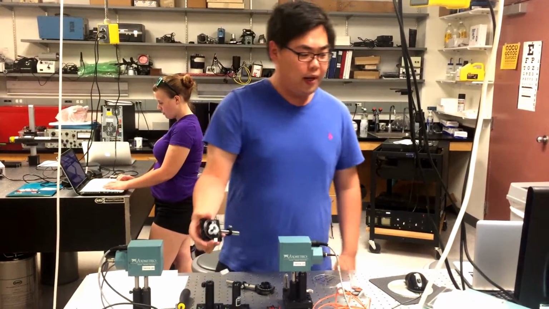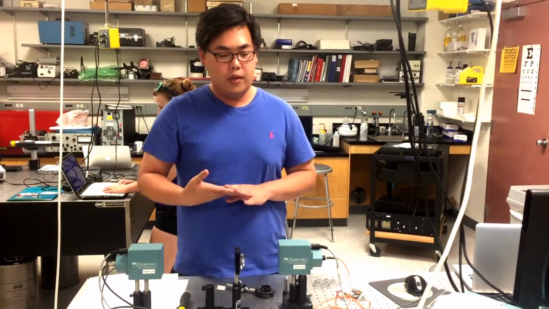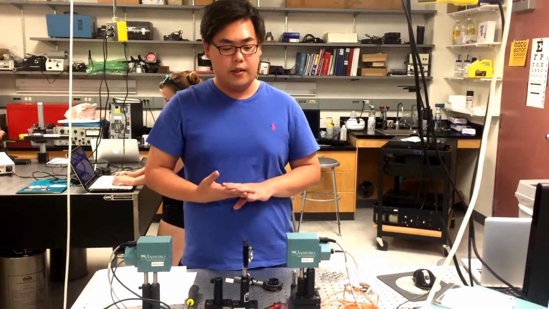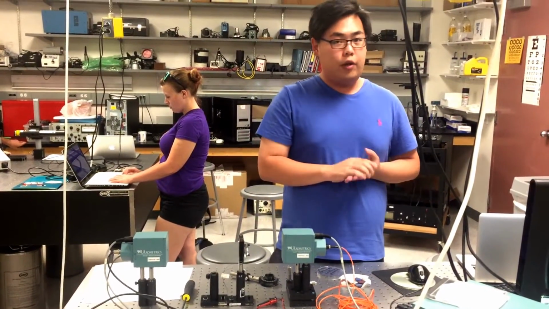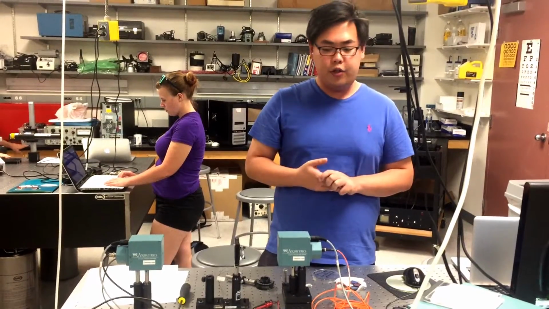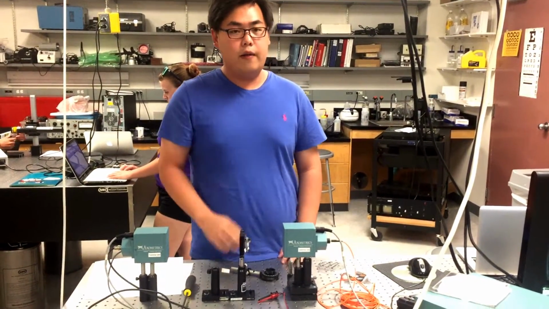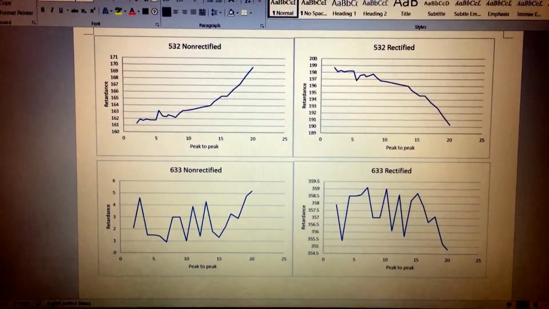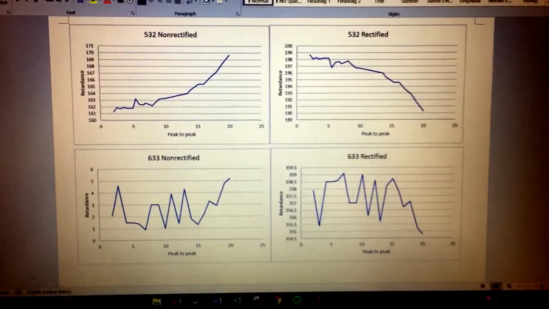After the system is calibrated, we then apply a plus and minus 1 volt square wave at 2 kilohertz to the LCC. Then we record the retardance magnitude and the rotation as we slightly increase the peak-to-peak voltage from the function generator. Here you can see the results from the Axometrics measurements.